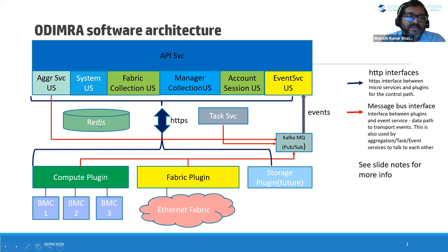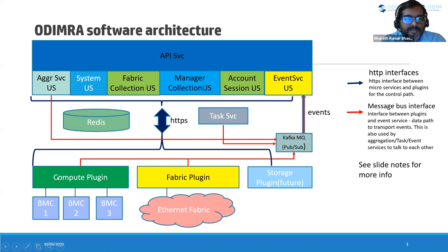We internally use Redis for our database, so we just use it as a document database. We just put the JSON schema here and use it. We also use Kafka as a message bus, and it goes out with the console in this release.